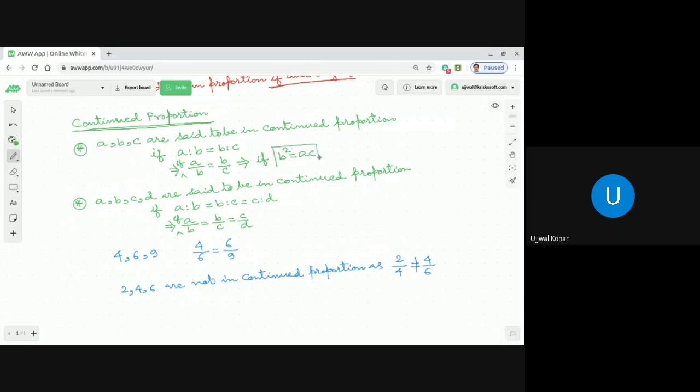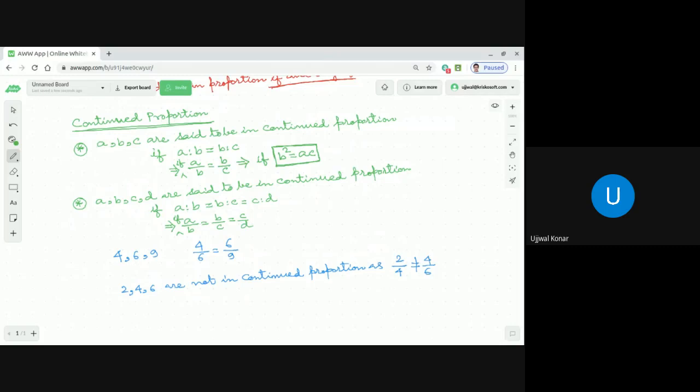So let me repeat what I said earlier, maybe I missed a point. For continued proportion, there should be three quantities A, B, and C. Means there could be more than three quantities also, but three quantities are said to be in continued proportion if A by B is equal to B by C. That means B square equal to AC.